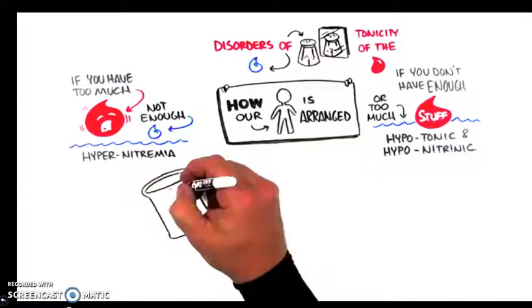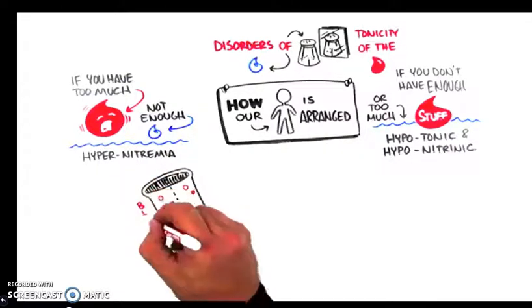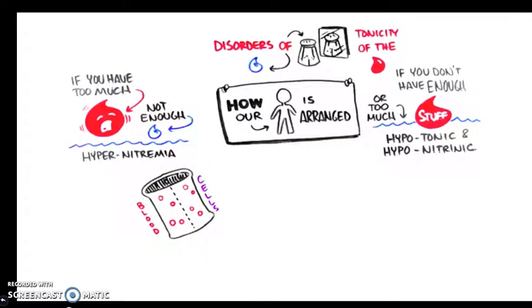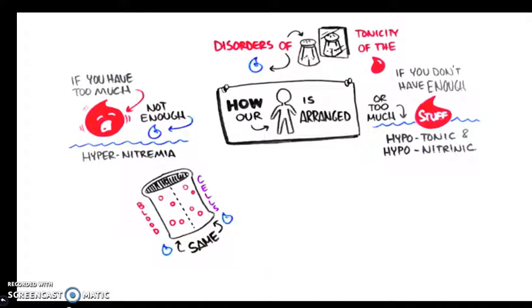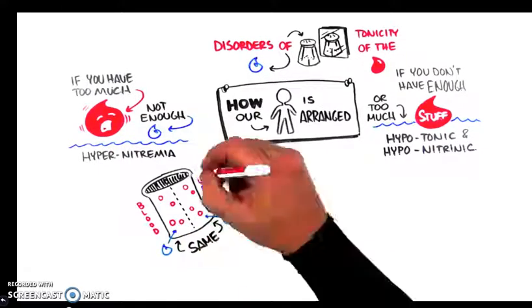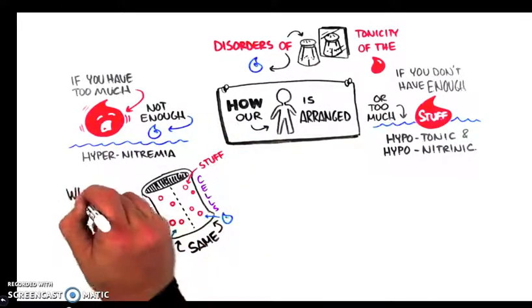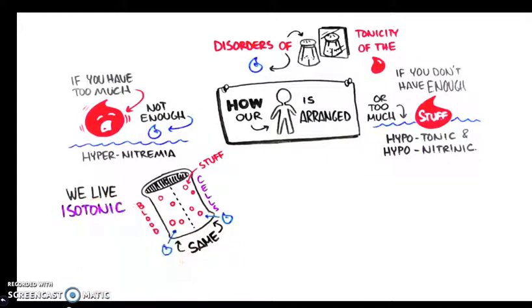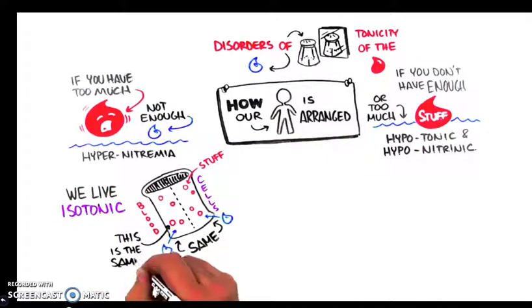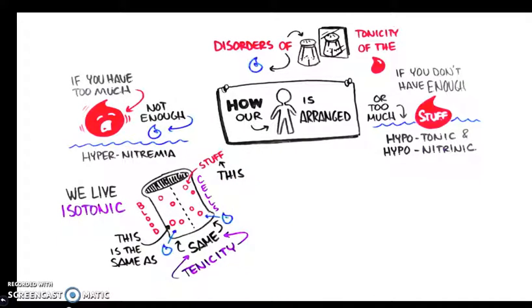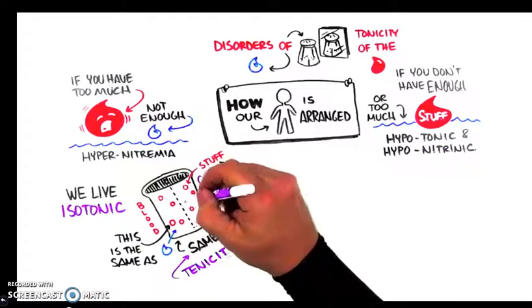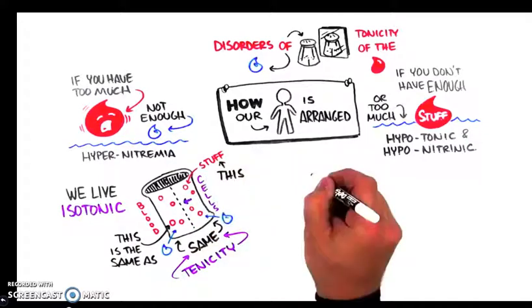Our body is set up something like this. The blood and the cells are separated by a semi-permeable membrane with the same amount of stuff on either side and the same amount of water. All this white space is water. These circles are the stuff. We live isotonic. That is, the stuff in the blood is the same as the stuff in the cells, and the tonicity is the same. And it's that way because of the semi-permeable membrane.